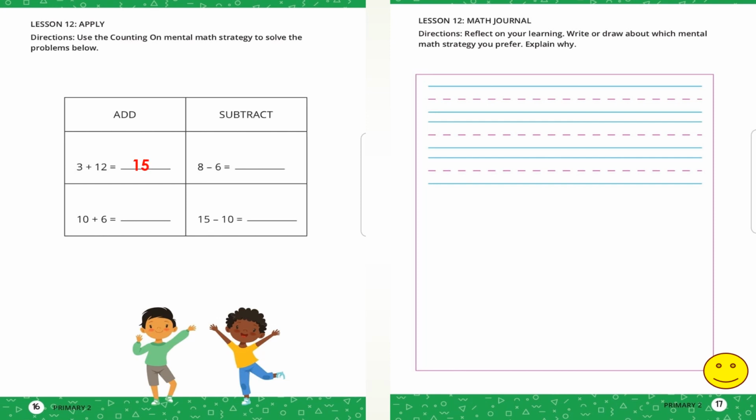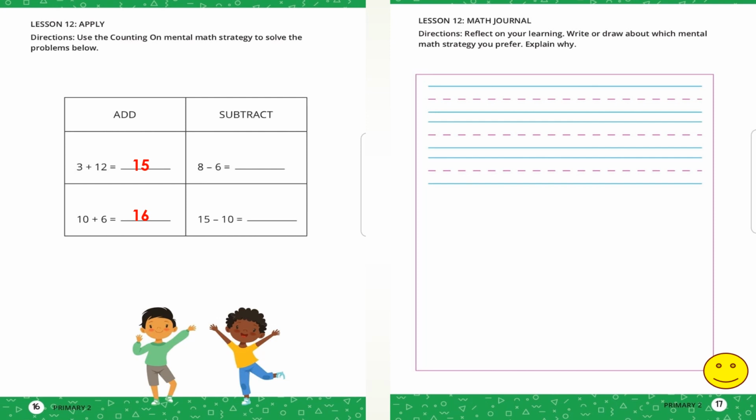The next one, 10 plus 6. The biggest number here is 10, so 10 in my mind and 6 on my fingers. After 10: 11, 12, 13, 14, 15, 16. So the result will be 16.